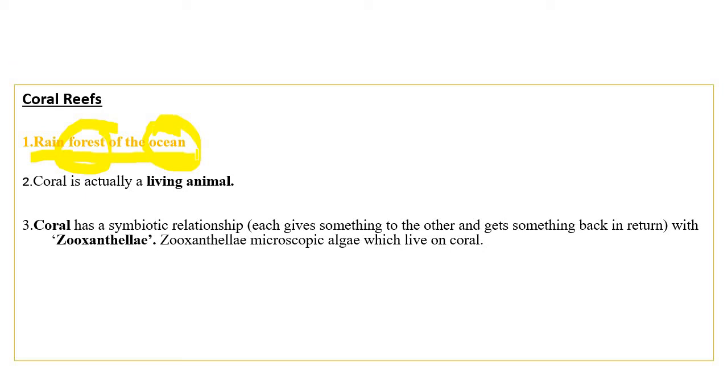Normally the forest is on land. We know how much benefit the forest provides: it provides food to the animals, it helps the trees, and there are a lot of benefits from the forest. In the same way, the coral reef provides food to the animals and a lot of benefits in the oceans. Just as the forest provides a number of benefits on land, the coral provides the same benefits in the ocean. That's why we call it the rainforest of the ocean.